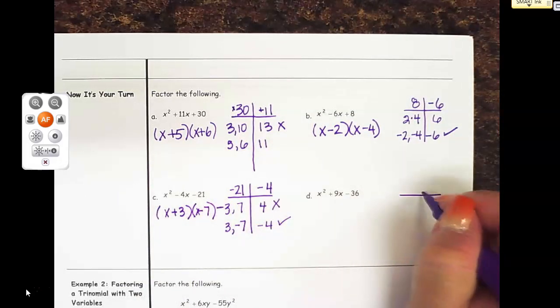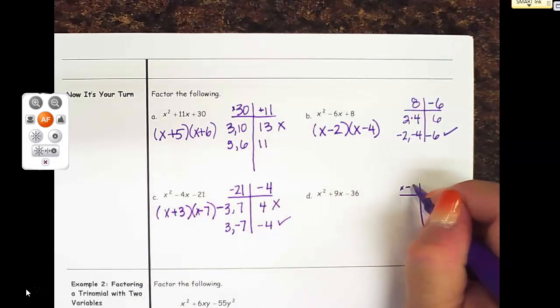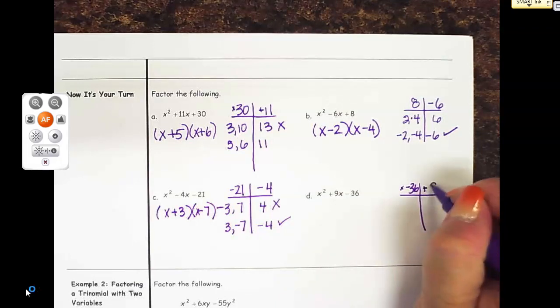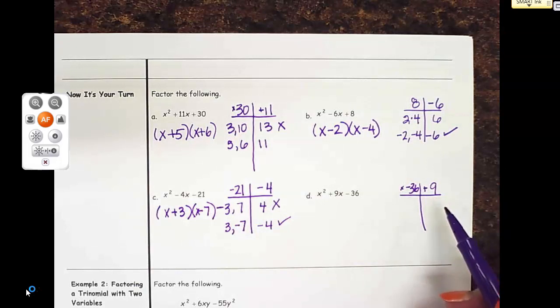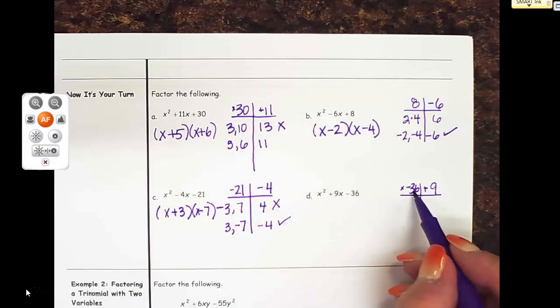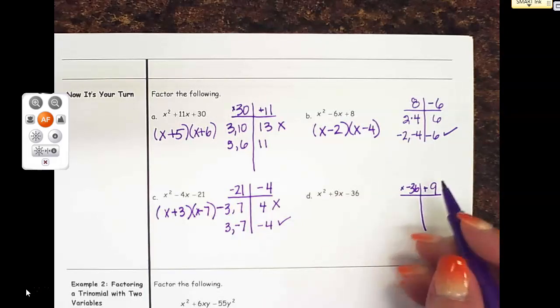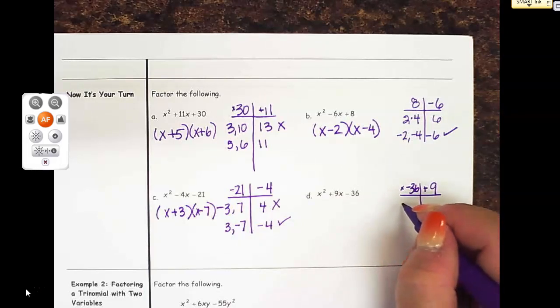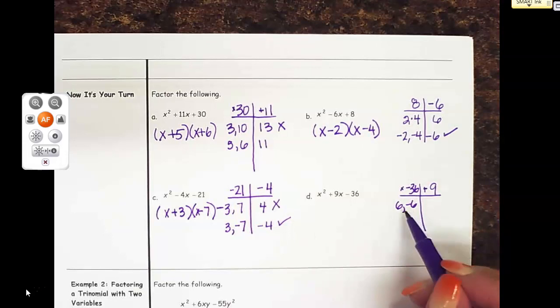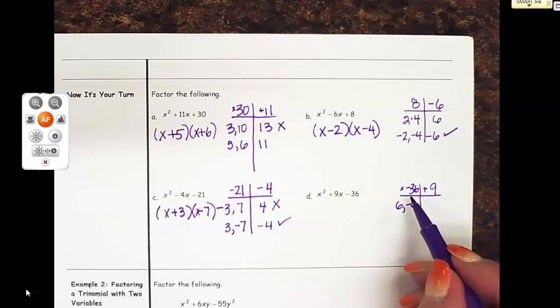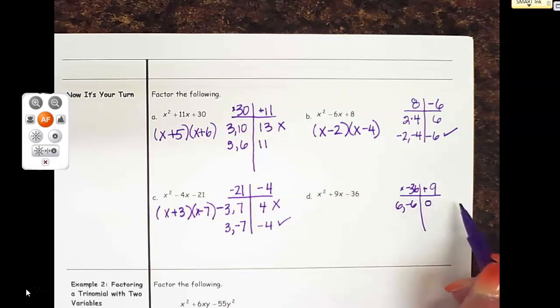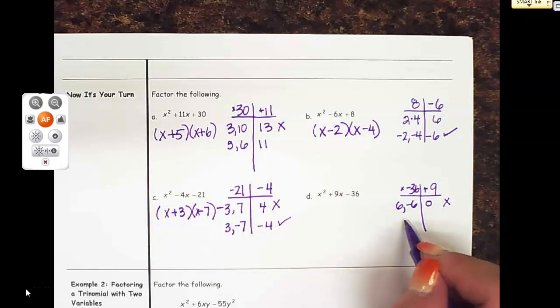So last but not least, we're trying to multiply to be negative 36, and we're trying to add to get a result of 9. So there's lots of things that multiply to equal negative 36. And I'm sort of noticing from the last one, if I want to multiply to get a negative number here, I better have one positive and one negative. So I'm going to do 6 times negative 6. I know 6 times 6 is 36. So 6 times negative 6 is negative 36. But then when I add those together, I don't get 9. I get 0. So maybe I'll try 4 times 9.